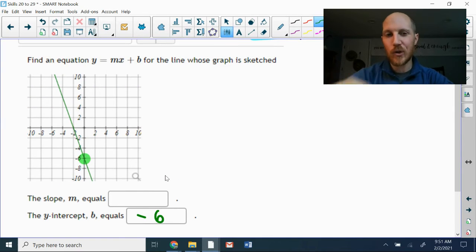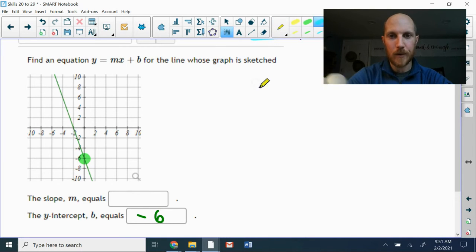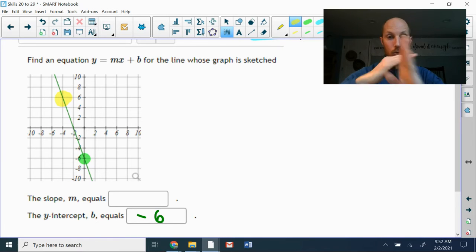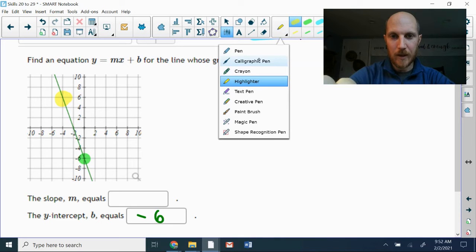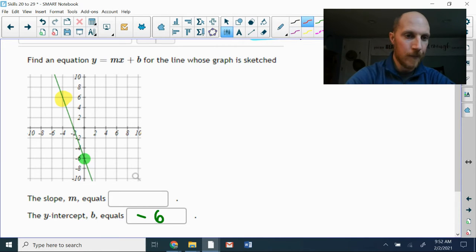I do not have to start from the y-intercept to find slope, but I do need 2 points on the graph to find slope between. So I'm going to use this yellow point right there. I'll just highlight them rather than drawing the dots. The reason I picked that point is because that is where that green line on the graph goes through some graph paper intersection lines. So now I can count spaces to get the rise and the run.